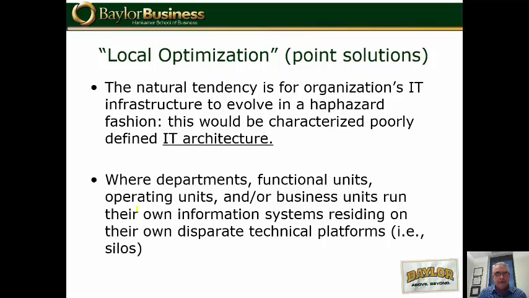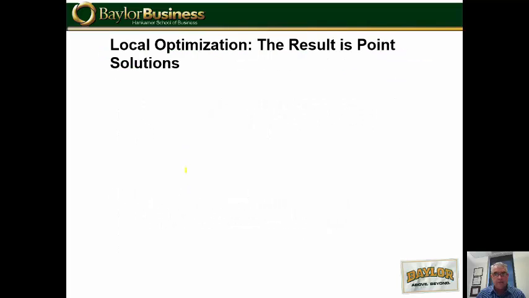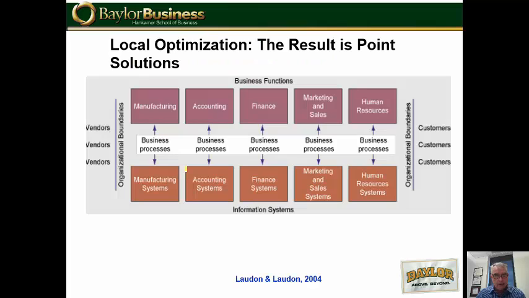Local optimization is a tendency for organizations to develop their technology in a haphazard fashion, which would be a poorly defined IT architecture. Essentially, it's where departments, functional units, operating units, business units, etc., have been allowed over time to develop their own systems, residing on their own disparate technical platforms. So while it may be good for individual units to do this, in the end, it can really create havoc for companies. And so, let me just back up here.